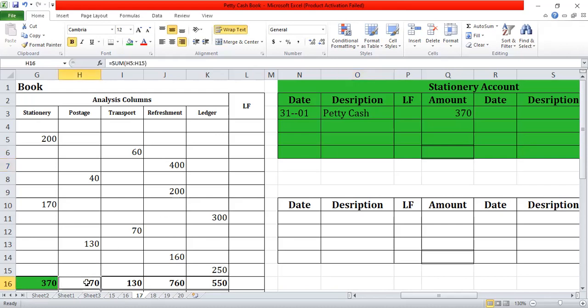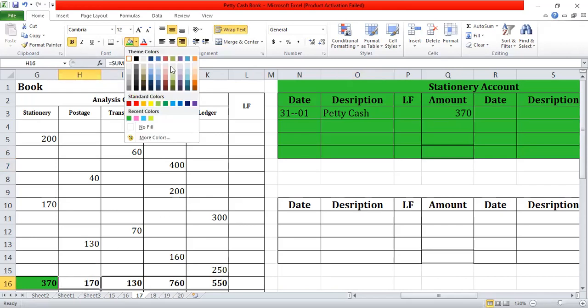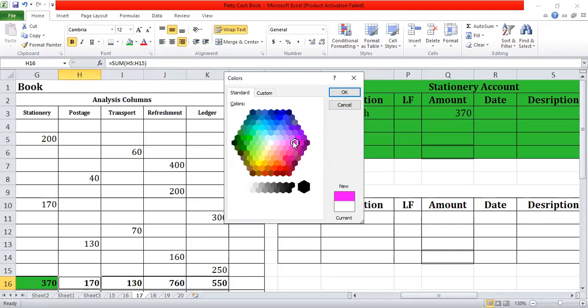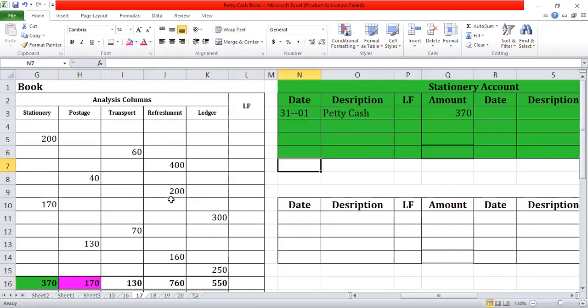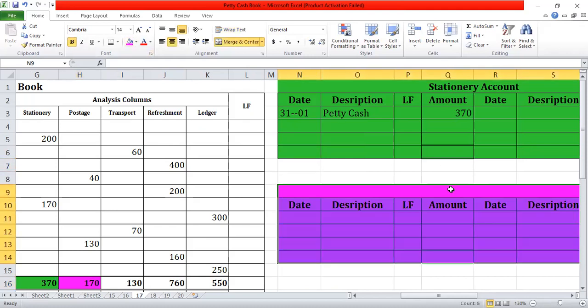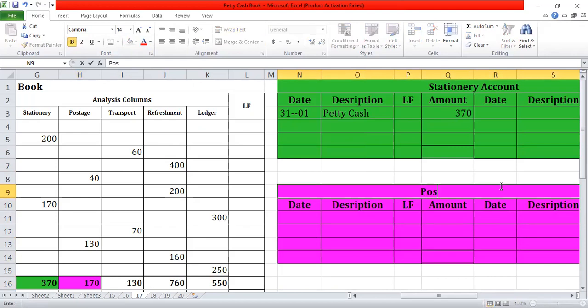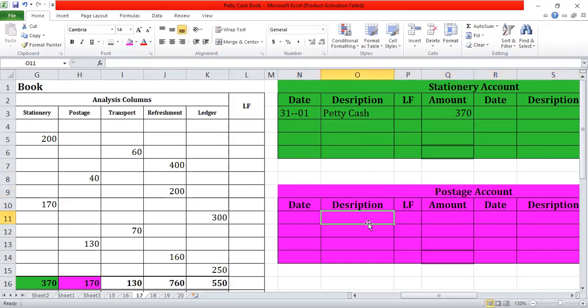Okay. Now the next payment, the postage. Postage 170. I'm going to name the next account as the postage account. Amount 170. The date of this transaction is 31st of January. Cash.